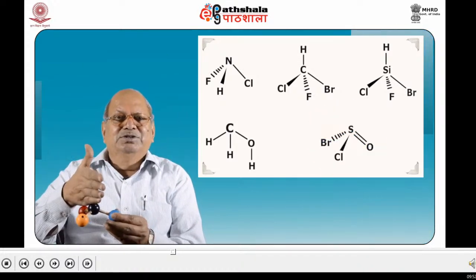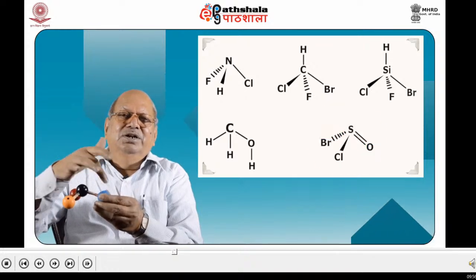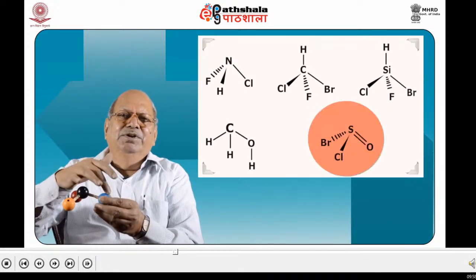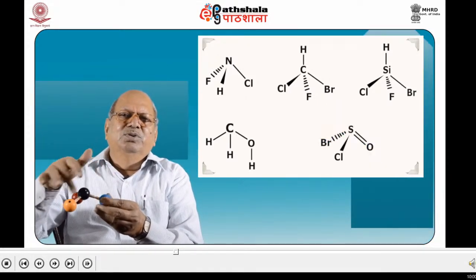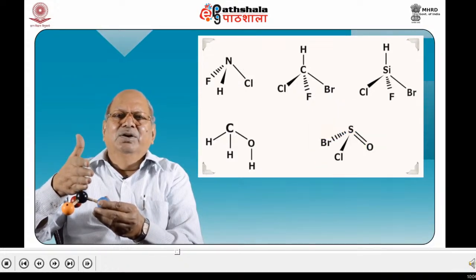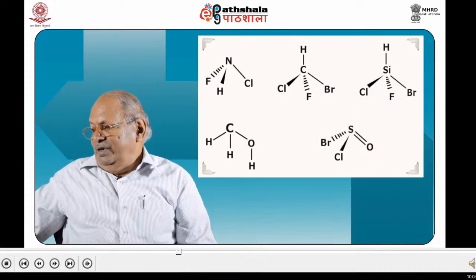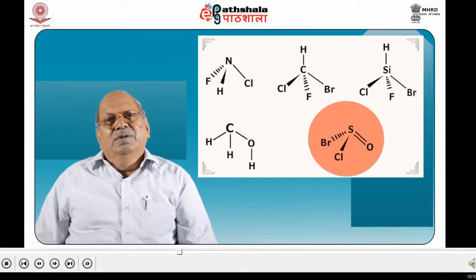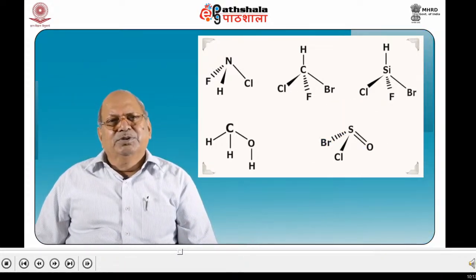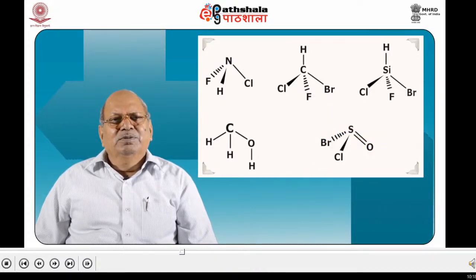Suppose you want to pass a C2 axis along this one. These and these are not interchanged. I have different substituents over here, so this is not any of the planes. So this molecule does not have any axis or any symmetry elements of any type. So these molecules are C1 type molecules.